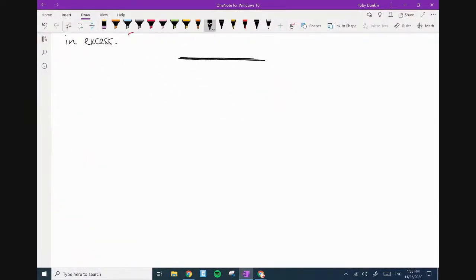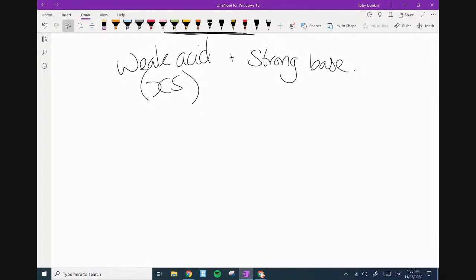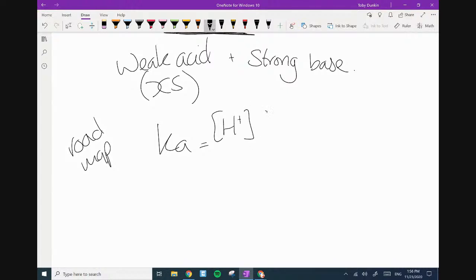Okay, underline. Right. So weak acid. Weak acid, excess, and strong base. Okay, so what we need to do is, now the roadmap still applies. I always describe acid base by the use of roadmaps. And the most important roadmap that we can ever talk about is the Ka expression. And the Ka expression, I tend to alter it slightly. Weak acid, to do it for buffers. So this is my roadmap.